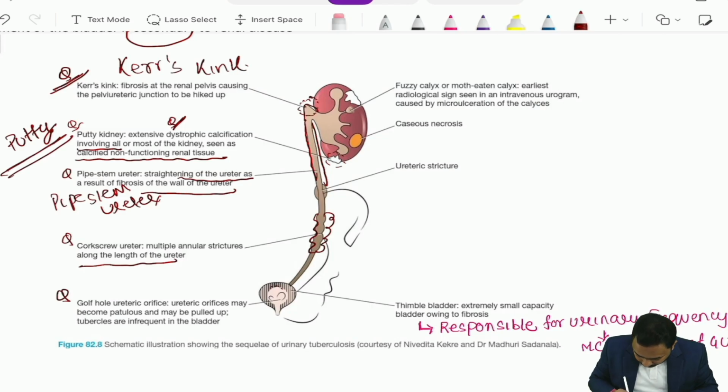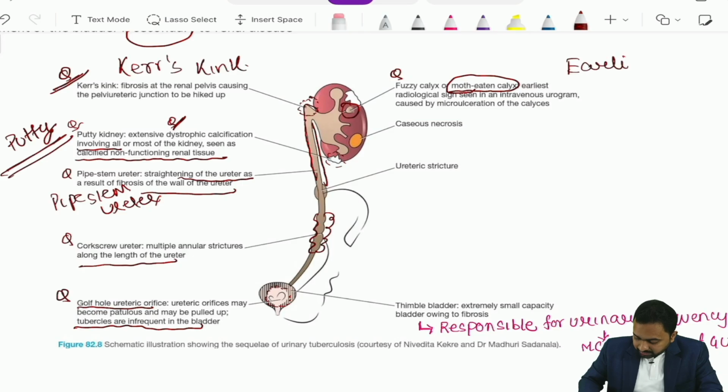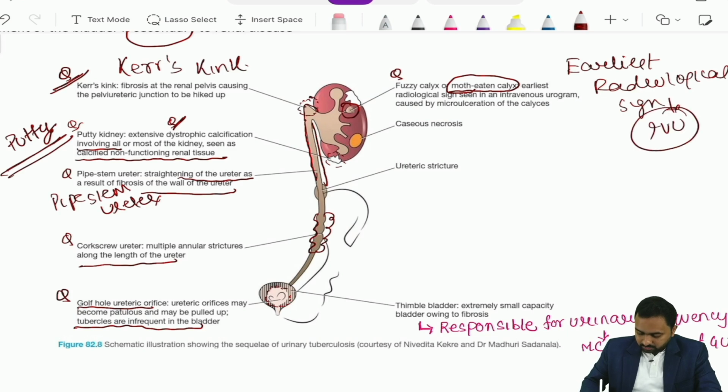So, if you see over here, the ureteric orifice may become patulous and may be pulled up, right, and the tubercles are usually infrequent in the bladder. So, this golf hole ureteric orifice, because the ureter becomes patulous and pulled up, looks like a golf hole. Now, you have these calyces over here which look like a fuzzy calyx or your moth-eaten calyx. Now, please remember, this is also your earliest radiological sign seen in your intravenous urogram.